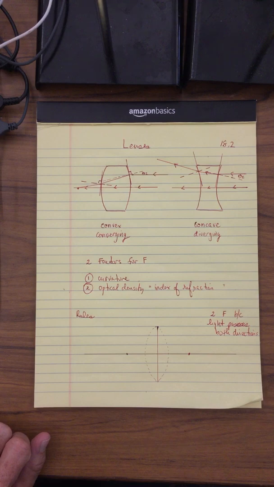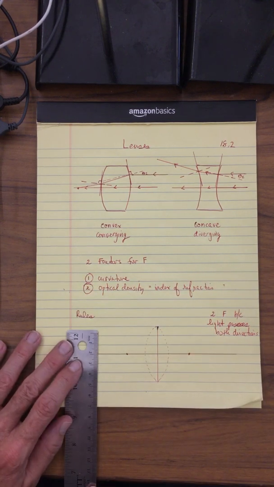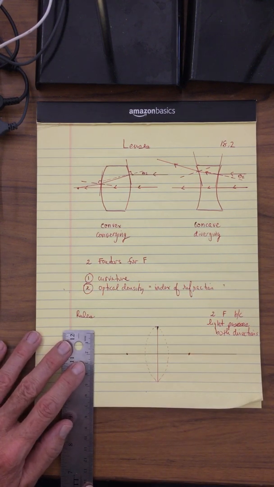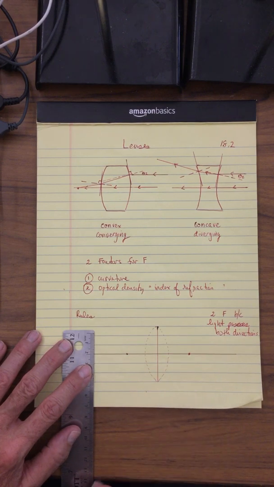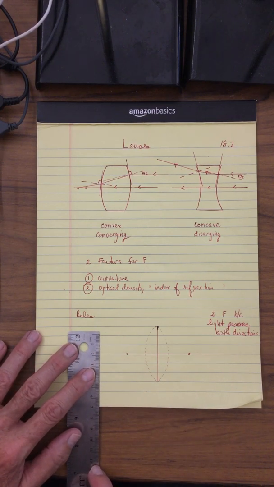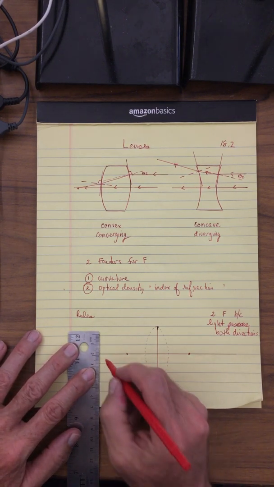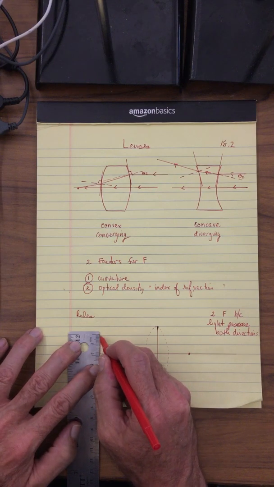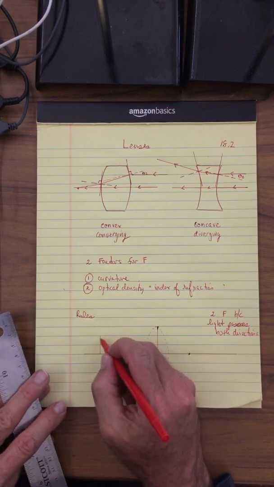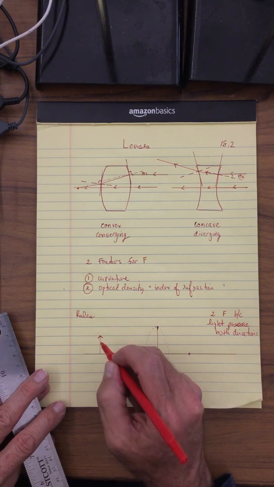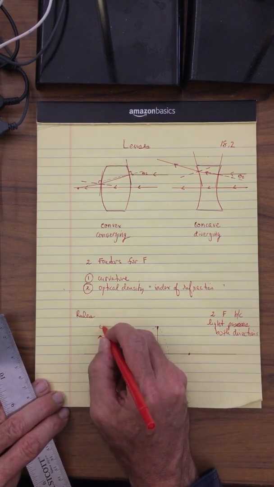So let's go ahead and get an object. Let's say our object is, we'll just make it over here. And we'll just draw 2 lines up like that. We won't measure it. So here's my object.